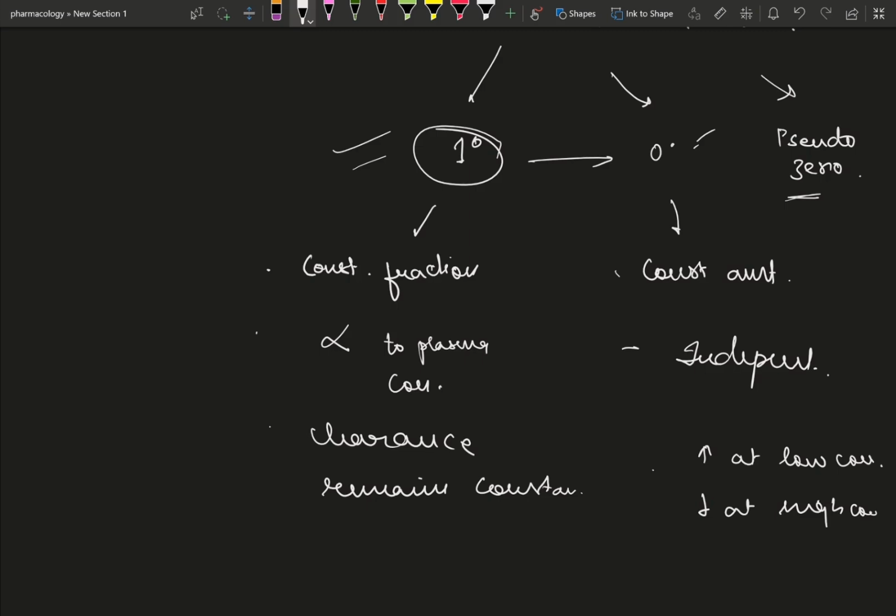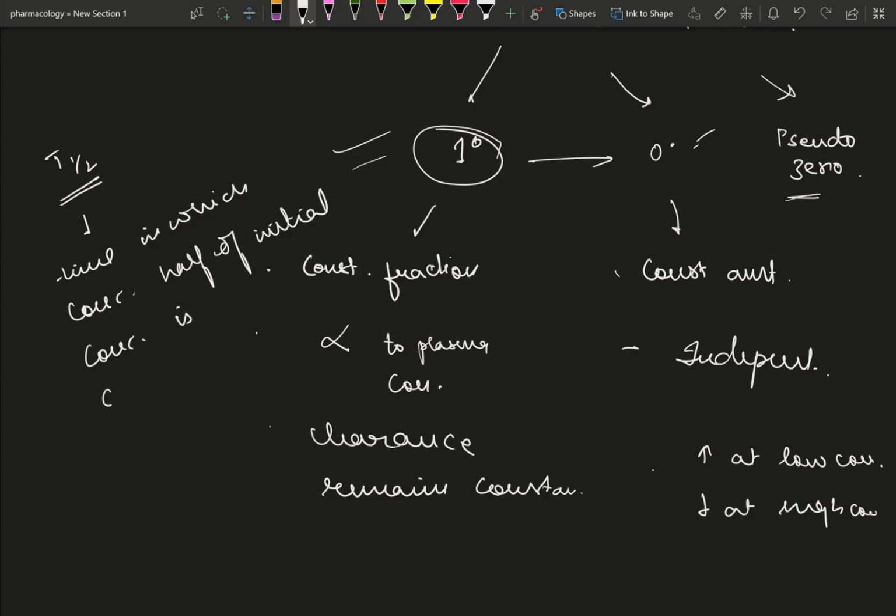Another thing which I think we are leaving out here is T half. So what is T half? T half is the time in which half of the initial concentration is achieved. Now this depends upon clearance and volume of distribution.